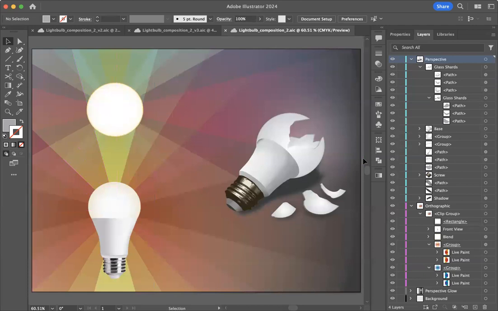Asymmetric balance is also represented as the two sides of the composition look different in both the background colors and the content of each perspective.